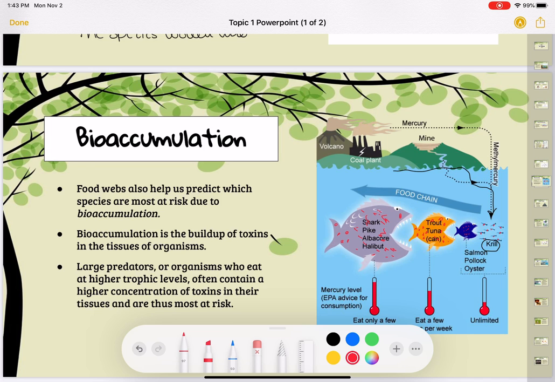So then we come along, and if we eat species like this, we could possibly be getting toxins in our bodies, and that would not be good. So the mercury levels in these species, we should not eat very much, just because they could cause problems in our body. So large predators or organisms who eat at higher trophic levels often contain a higher concentration of the toxins in their tissues and are thus more at risk for dying from that, or being like toxic waste, or the classic bioaccumulation.